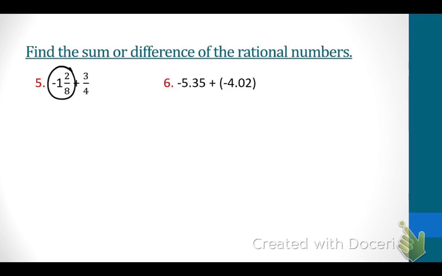Change it into an improper fraction. I'm going to change it to an improper fraction. So if you remember, we are multiplying. First off, if this is a negative mixed number, we are going to have a negative improper fraction. So guys, what is 8 times 1? 8. And then add that to, what would that be? 10. So we get negative 10/8 plus 3/4.